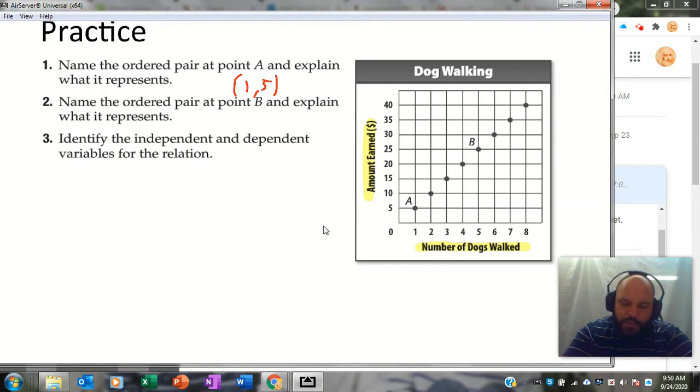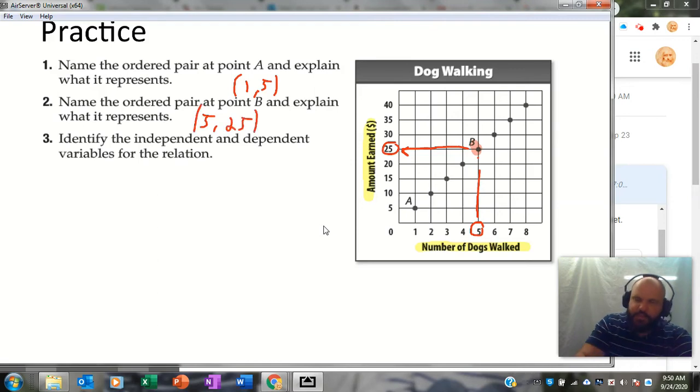So number 2 is very similar to number 1. They name the ordered pair at point B and then explain what it represents. So point B is right up there. As we go down, we see here's the X value, which is a 5. So we went down from the point, and now we're going to go over and the Y value is 25. So the ordered pair for this one would be 5, 25.